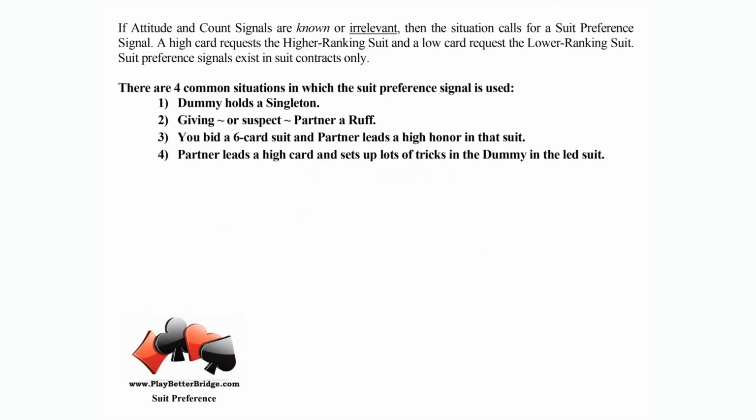Okay, so we've got this big picture we've been working on the last couple of weeks where we have attitude signals, we have count signals, and then in this lesson, we're going to be looking at suit preference signals. And we have an order of priority, right? If our first priority is to send partner an attitude signal, right? And we have two situations for the attitude signal. That is when partner leads, right, for attitude. Let's just get our big picture here before we dive into everything else.